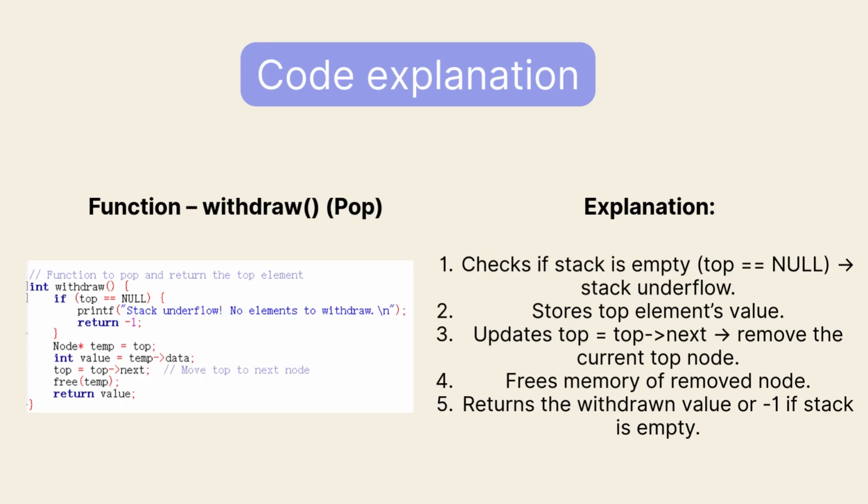And this is the function withdraw. It will first check if stack is empty, at which the top equals to null, then the stack underflow. Second, it will store top element's value. Then it will update top equals to top point next, remove the current top node, and free the memory of removed node. Then it will return the withdrawn value or -1 if stack is empty.